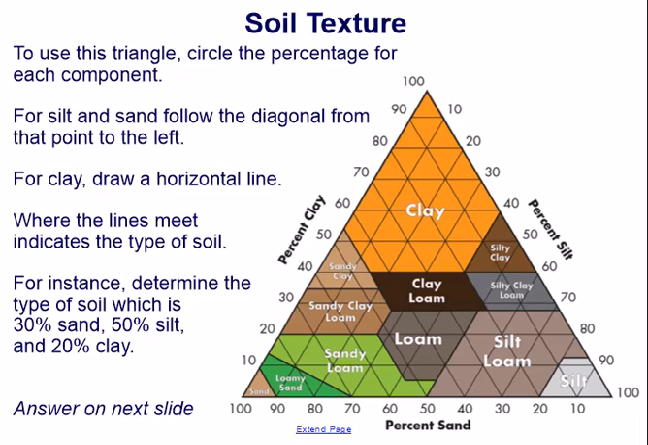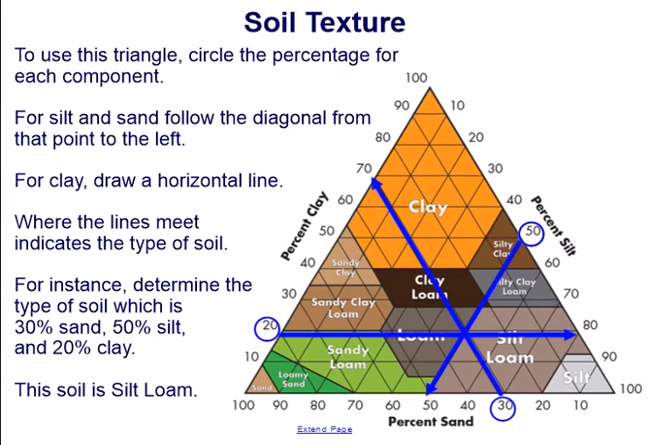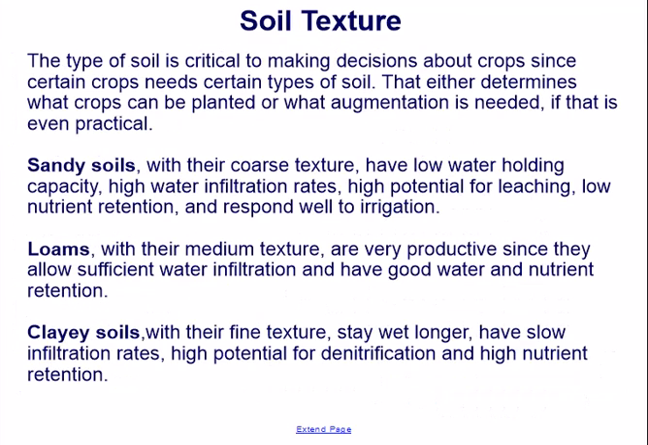For instance, determine the type of soil which is 30% sand, 50% silt, and 20% clay. The answer will be on the next slide. And as you can see, continuing from the last slide, this soil is silt loam. The type of soil is critical to making decisions about crops, since certain crops need certain types of soil. That either determines what crops can be planted or what augmentation is needed, if that is even practical.